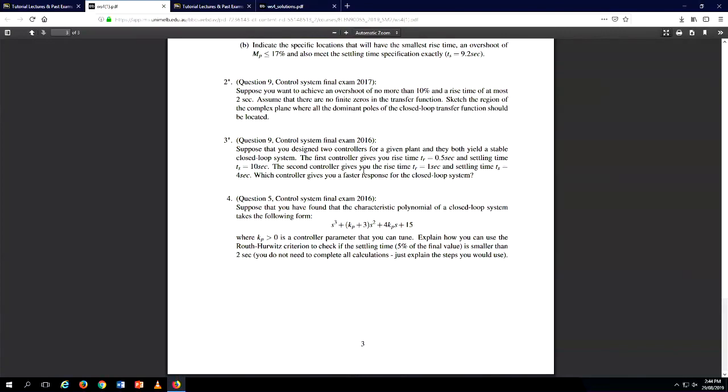Suppose you design 2 controllers for a given plant and they both yield a stable closed loop system. All right? The first controller gives you rise time 0.5 seconds and settling time 10 seconds. The second controller gives you rise time 1 second and settling time 4 seconds. Which controller gives you faster response for the closed loop system? All right, so I want to check how your understanding is of these topics. What do you think? Which response is faster?